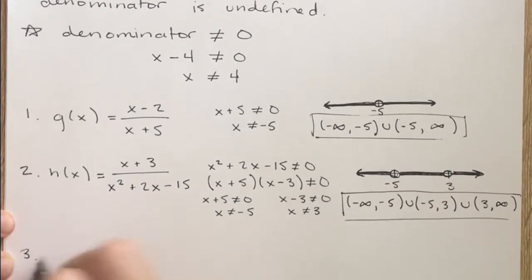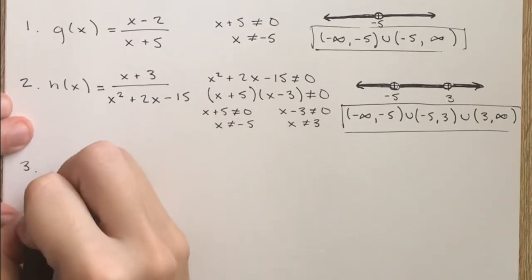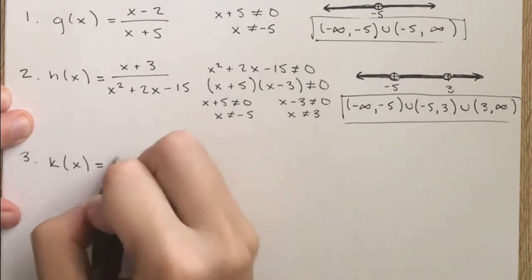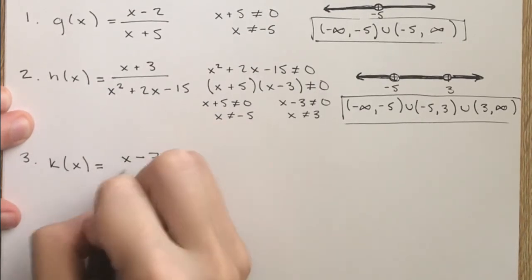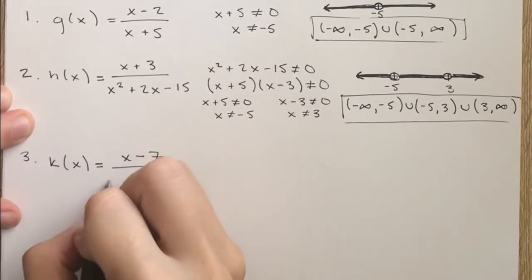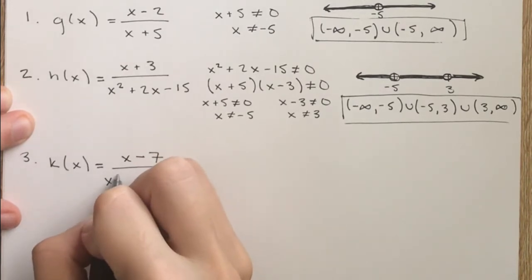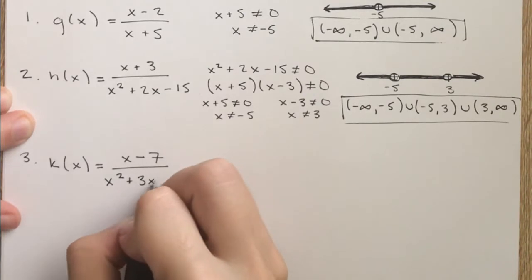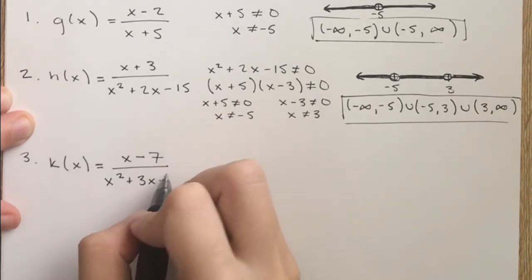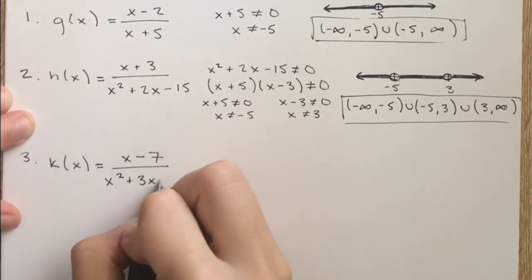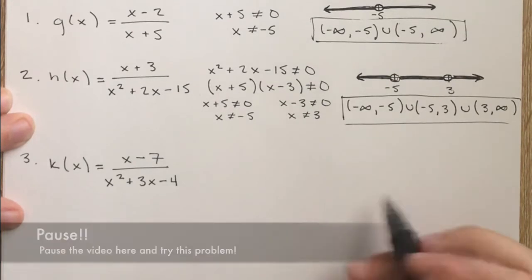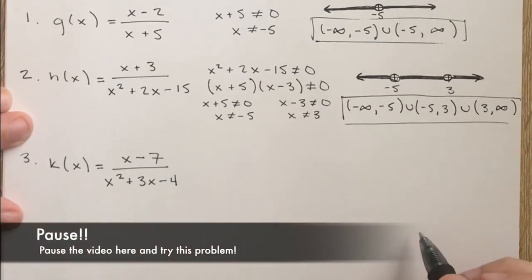Okay, last but not least, we've got k of x. Very similar to the last one. Why don't you guys give this a shot? Pause the video, see what you get, and then I'll give the answer in just a second.